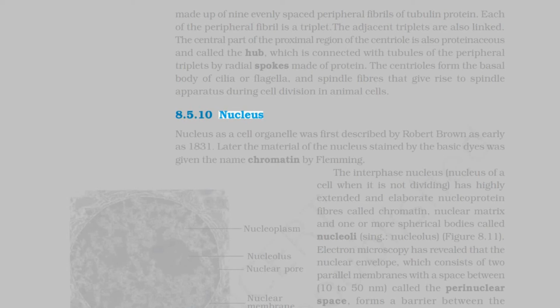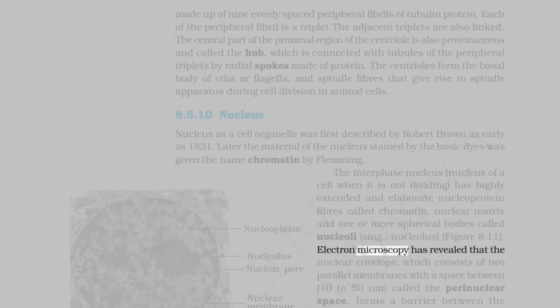Nucleus. Nucleus as a cell organelle was first described by Robert Brown as early as 1831. Later, the material of the nucleus stained by the basic dyes was given the name chromatin by Flemming. The interphase nucleus of a cell, when it is not dividing, has highly extended and elaborate nucleoprotein fibers called chromatin, nuclear matrix and one or more spherical bodies called nucleoli, nucleolus, figure 8.11.